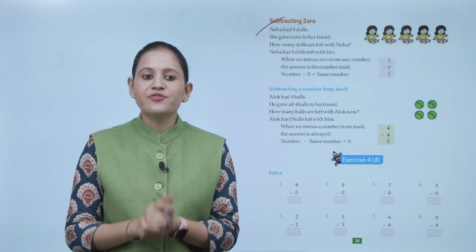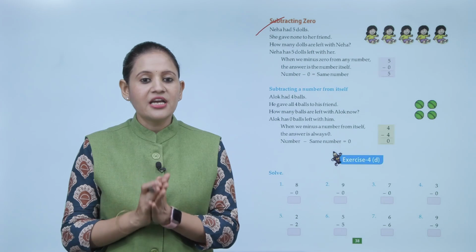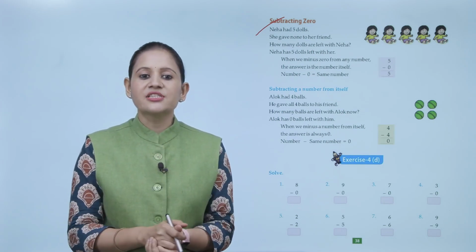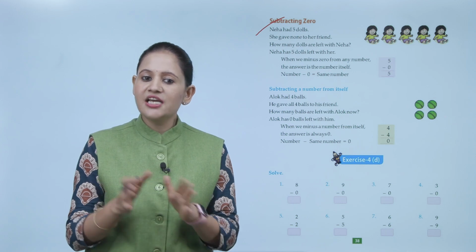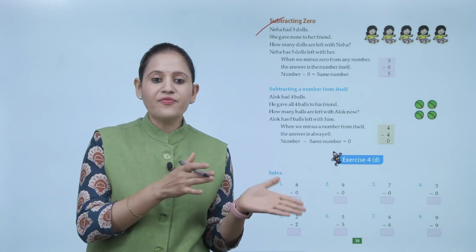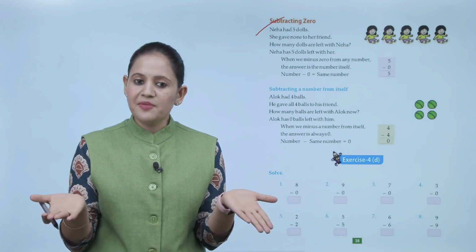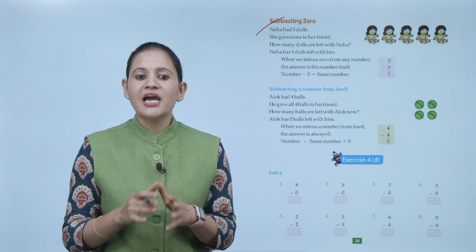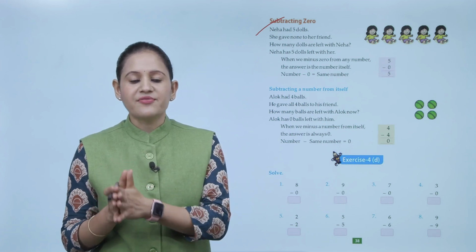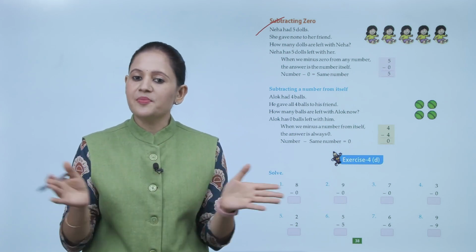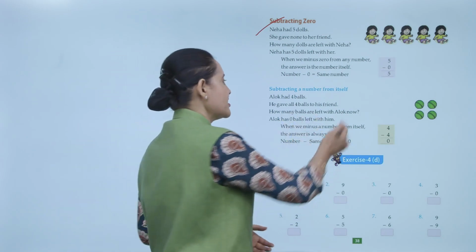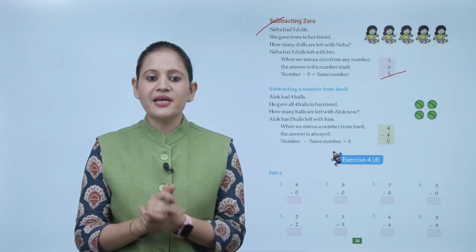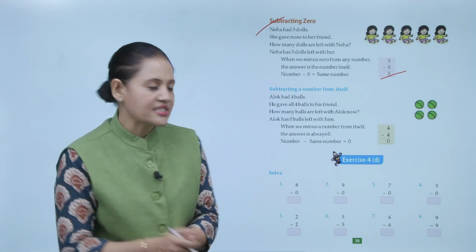Neha had 5 dolls. She gave none to her friend. नेहा के पास टोटल 5 डॉल्स है, उसमें से उसने अपनी फ्रेंड को कुछ भी नहीं दी. How many dolls are left with Neha? So Neha has 5 dolls left with her because total 5 थी, उसमें से उसने अपनी फ्रेंड को एक भी डॉल नहीं दी है, तो टोटल उसके पास कितनी रह गई? 5 dolls. When we minus 0 from any number, the answer is the number itself. किसी भी नंबर में से 0 subtract करेंगे so answer will be the number itself. So 5 minus 0 that is equals to 5. That is the number itself. Clear? Same number आएगा. Next, subtracting a number from itself.